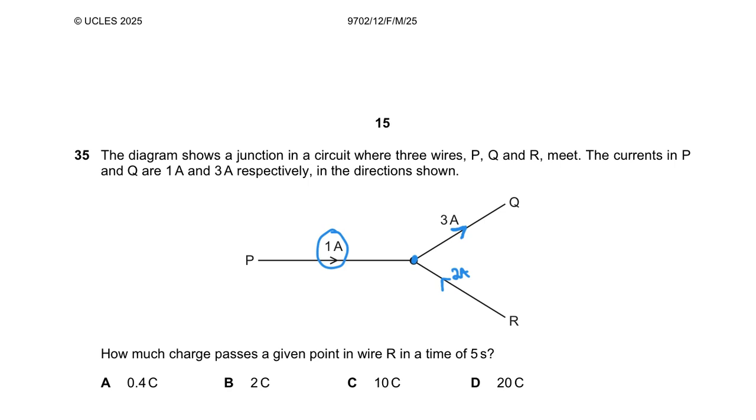Now, for this 2 ampere, they're asking you how much charge passes a given point in a wire in a time of 5 seconds. This 2 ampere means 2 coulombs passing in 1 second. Or I can use Q is equal to IT. The current is 2 amperes. You multiply that by 5 seconds and you get a total charge of 10 coulombs. Hence the answer is C.